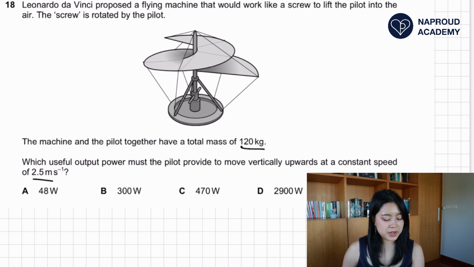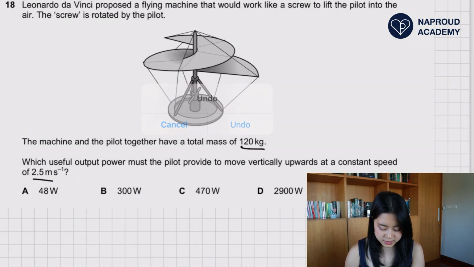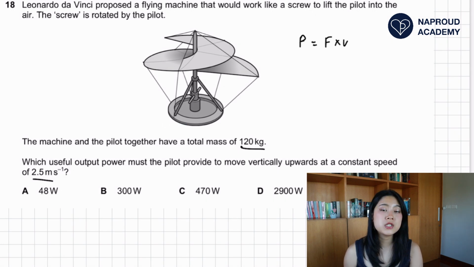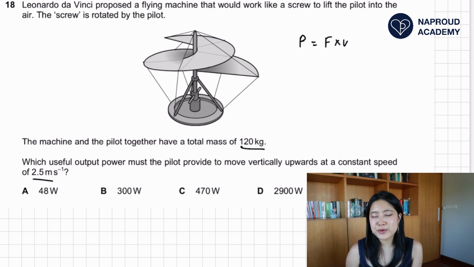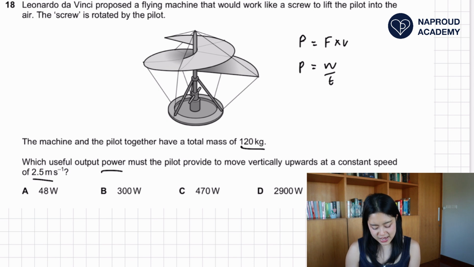Ignoring the rather complicated flying machine, we're going to think about the concept of P is equal to F times V, which is the equation that we need to use in this question. And how do I know that this is the equation we have to use? It's because this says power here, and so it has to be one of the two equations, either P is equal to W over T or P is equal to F times V. And it doesn't seem to say anything about work done and time taken, so it's more likely to be the top one. So by process of elimination.